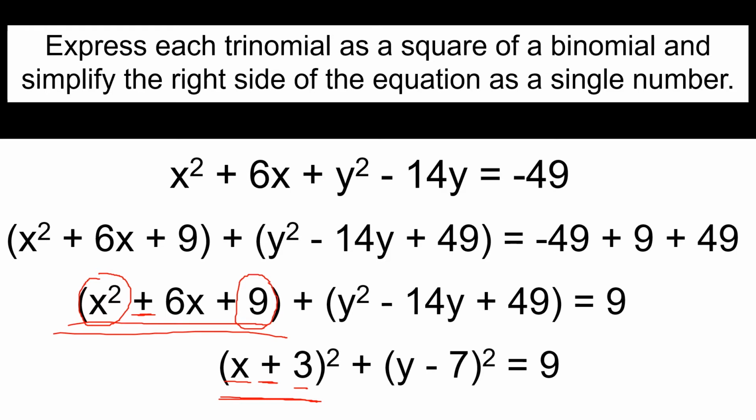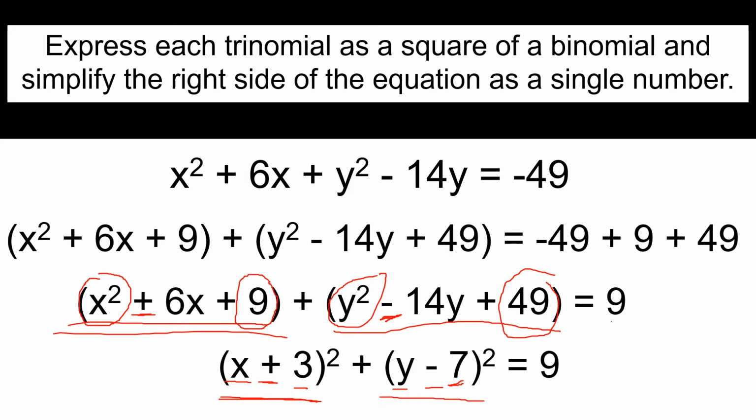Next group, we have y squared minus 14y plus 49. So, square root ng first term na y squared, we have y. Copy natin yung sign ng second term, minus. So, we have minus, negative. Then, yung square root ng 49, so we will have 7. So, yung square of a binomial niya becomes the quantity of y minus 7 squared.